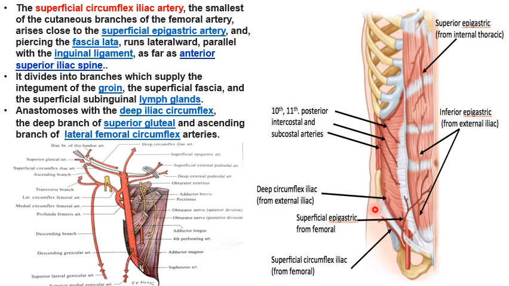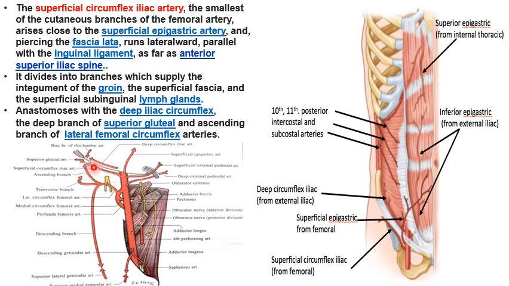Here it divides into branches to supply the integument of the groin region. This is the groin region, the fold between the trunk and the thigh is the groin. So it supplies the skin over the groin. It supplies the superficial fascia and also the superficial inguinal group of lymph nodes because they are here. And this superficial circumflex iliac artery, here in the diagram you can see, it is anastomosing.